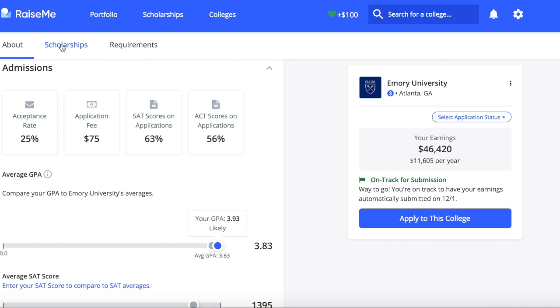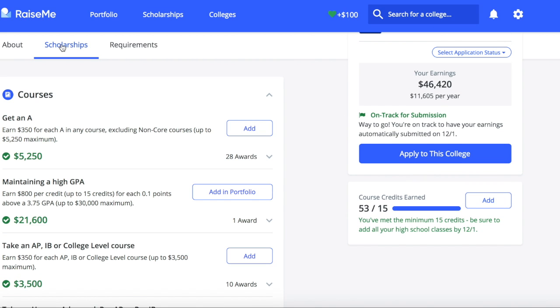If I click over on scholarships, I can see exactly what Emory is awarding for. And the second category is maintaining a high GPA. So here I'm actually able to see what that 1/10 of a point works out to be at this particular school. So if I have a 3.75 or higher, every increment above 3.75 is worth $800 for a total of $30,000 if I'm getting a 4.0. High GPA is a really lucrative micro scholarship category and one you should be paying attention to.